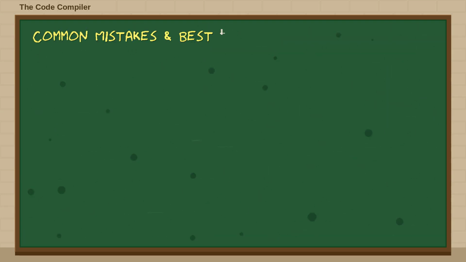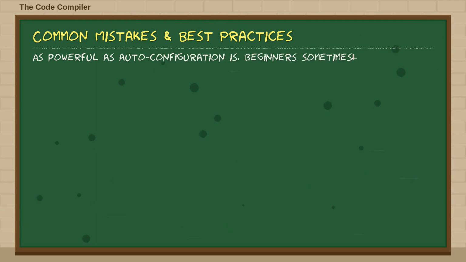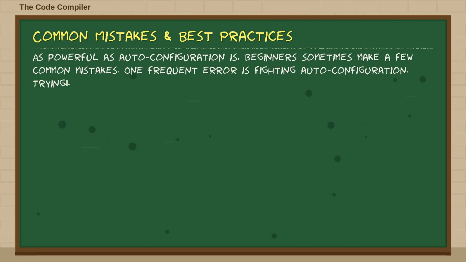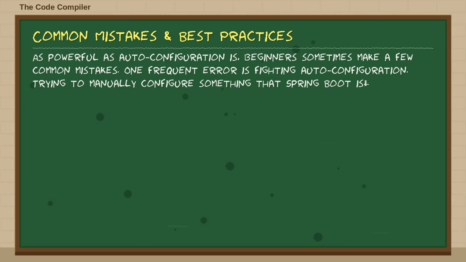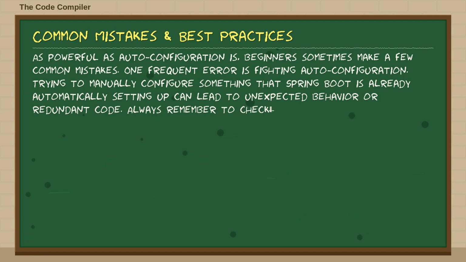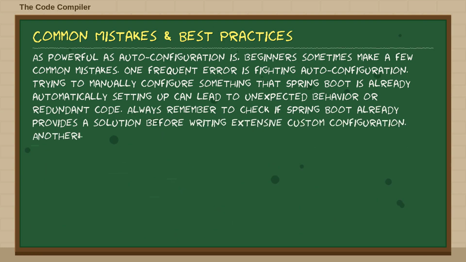As powerful as auto configuration is, beginners sometimes make a few common mistakes. One frequent error is fighting auto-configuration. Trying to manually configure something that Spring Boot is already automatically setting up can lead to unexpected behavior or redundant code. Always remember to check if Spring Boot already provides a solution before writing extensive custom configuration.